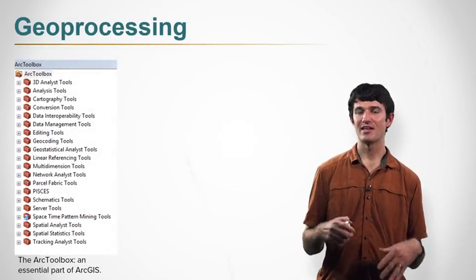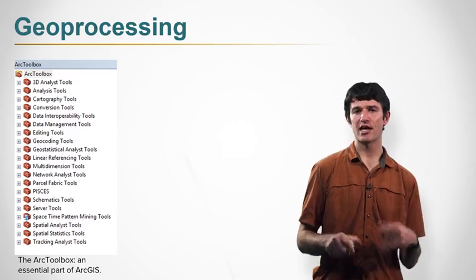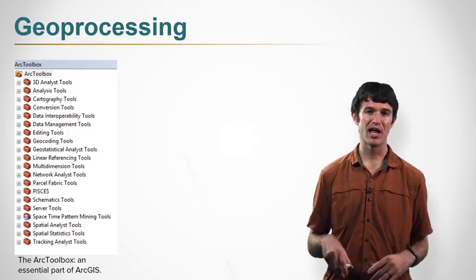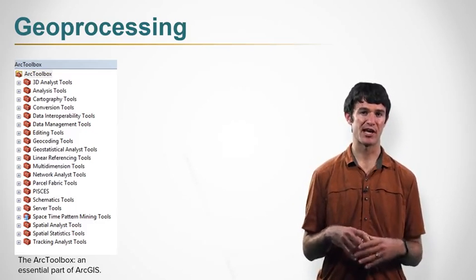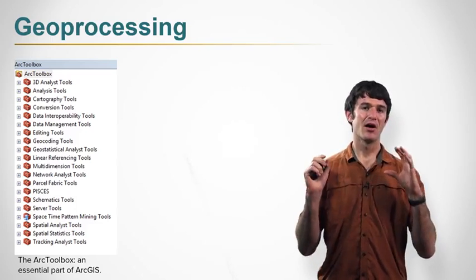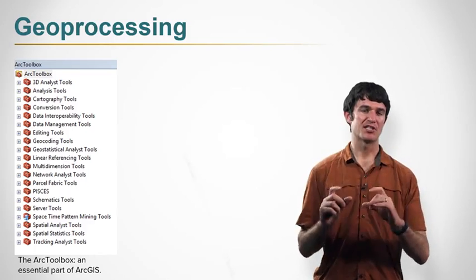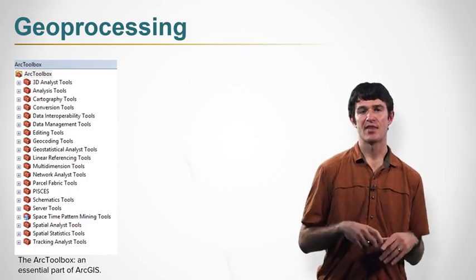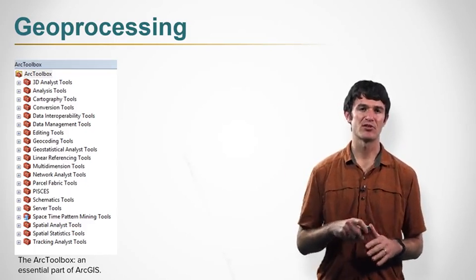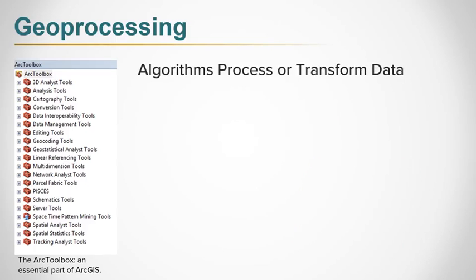Now we want to process our data. How do we do that? We do that with geoprocessing. Each GIS package does this slightly differently, but a lot of them have a variation sort of like ArcGIS, which has geoprocessing tools in Arc Toolbox. And that's a slide out panel you'll see when you start using ArcGIS. And it's full of algorithms to process or transform data.